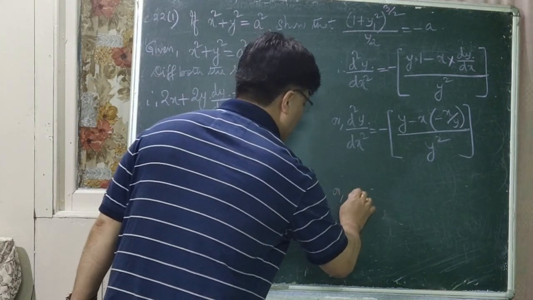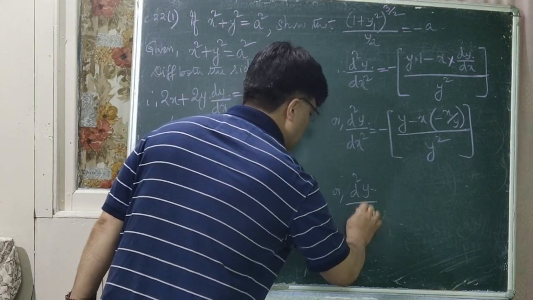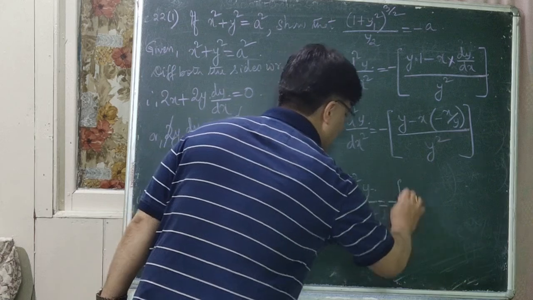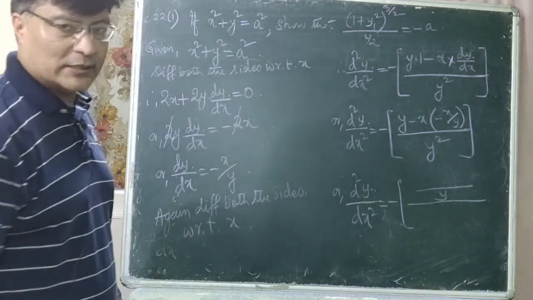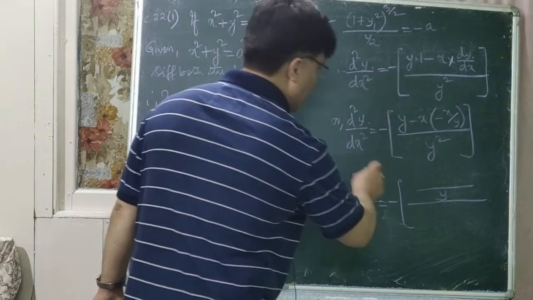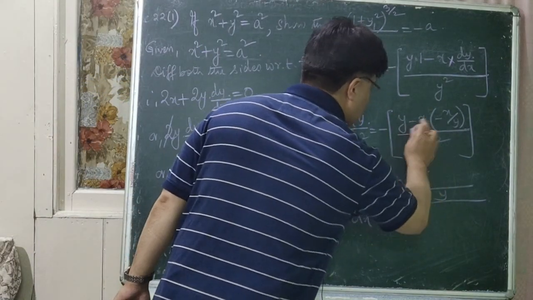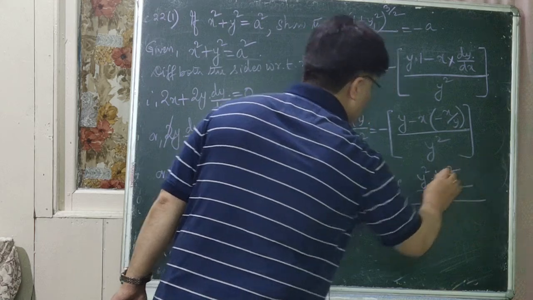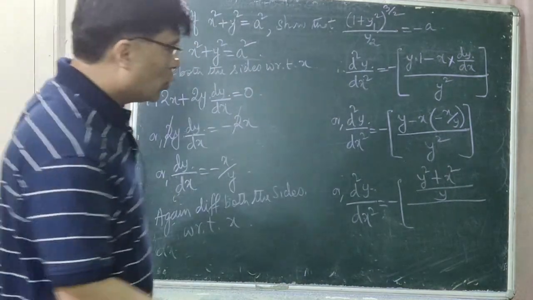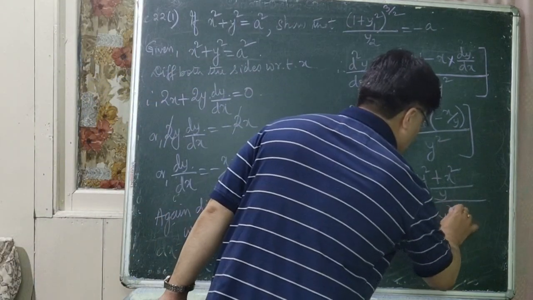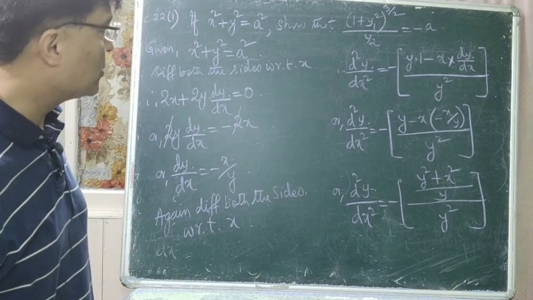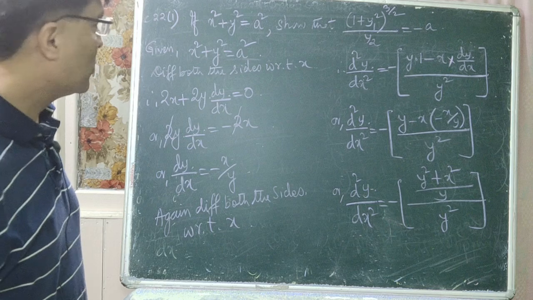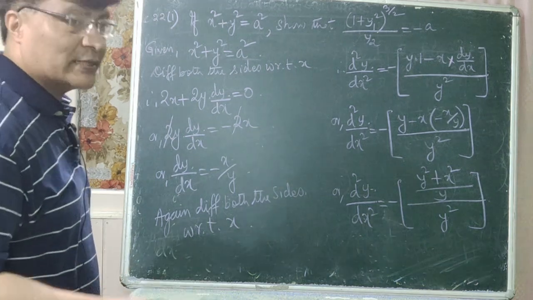So this is your d2y by dx square, which is equal to minus, so what's the LCM here now? It is y is the LCM. So y into y is y square, minus into minus plus, x into x is x square. So whole divided by, this is your y square. So I think you have understood it. So now, what will you do in the next step?